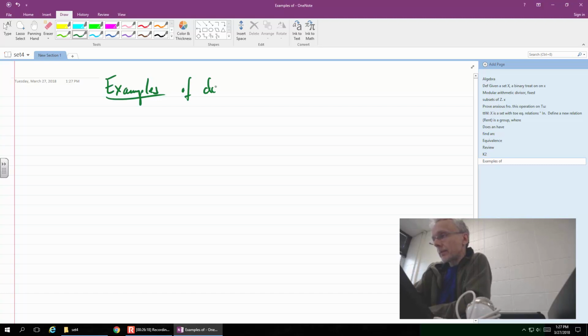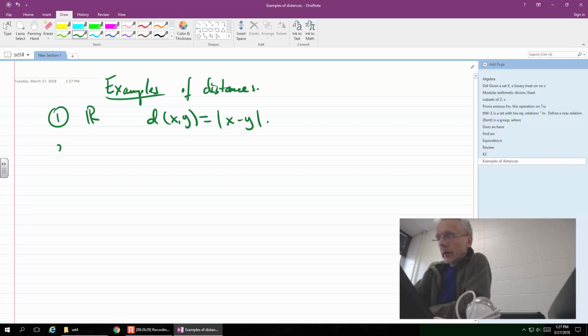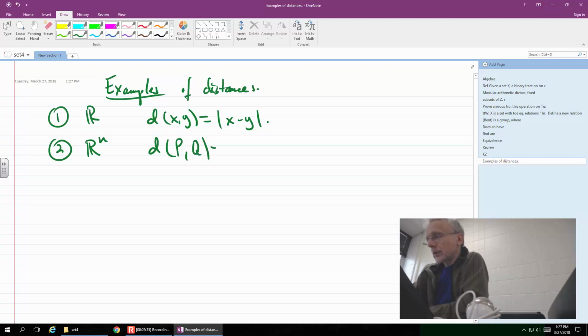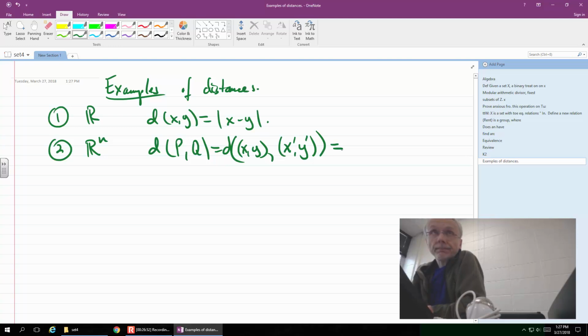Examples of distances. Number one: d(x, y) is the absolute value of x minus y. Number two: d(p, q), and suppose these have coordinates, say (x, y) and (x', y'). Okay, remember the distance formula for the plane? I'm sorry, I meant R^2 here. What's the distance formula for the plane?